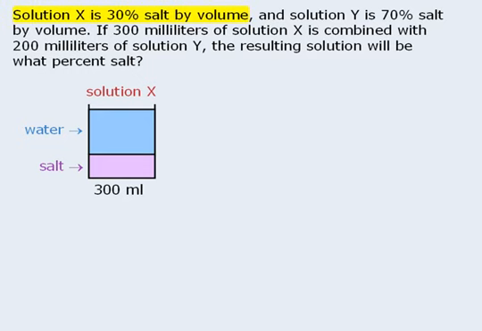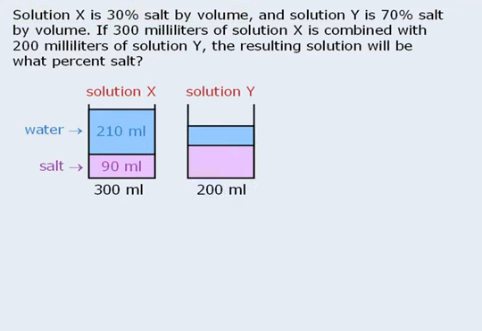Now the question tells us that solution X is 30% salt by volume. So if there is 300 milliliters of solution X and 30% of 300 is 90, then we know that there is 90 milliliters of salt in the solution. This means the remaining 210 milliliters of the solution must be water.